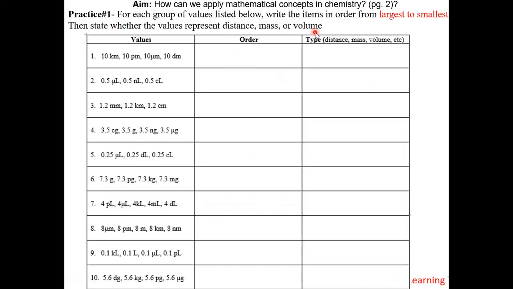So for practice number 1, I want you to try to do this yourself. We're given some values, right? So I want you to organize these values from the largest to the smallest. Then identify what type of unit you see. Is it distance, is it mass, or is it volume? Okay, so try this yourself. Resume the video once you complete it. Okay, so here are the answers.